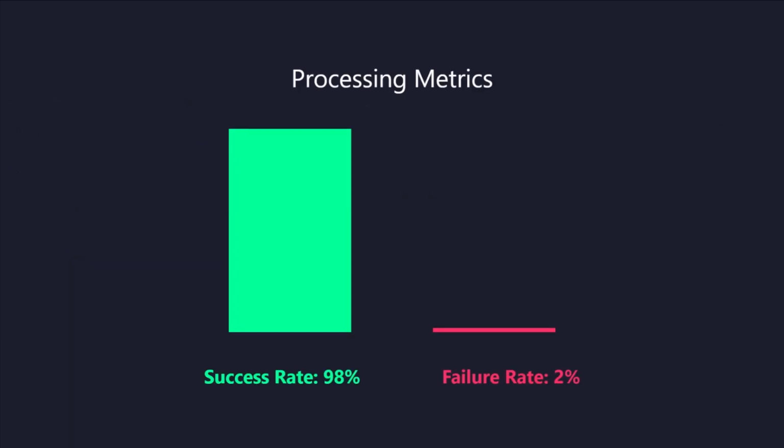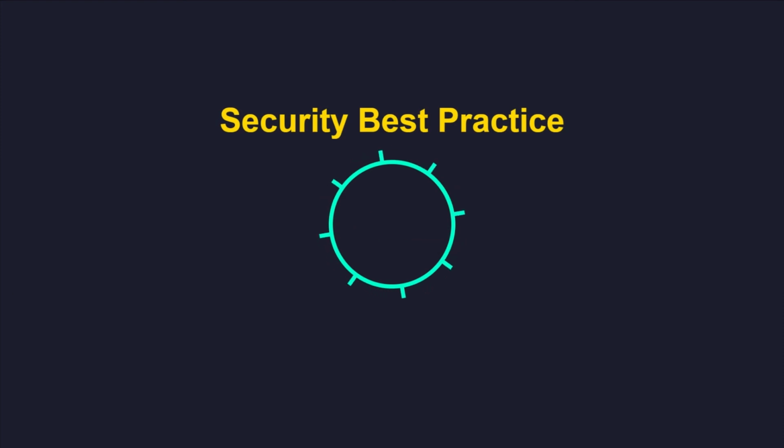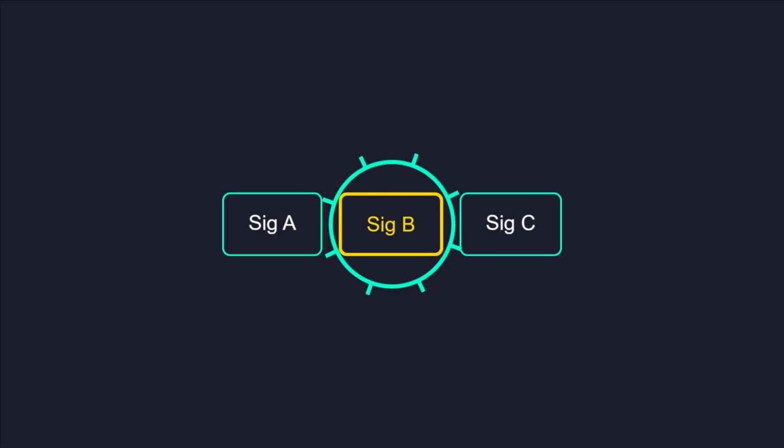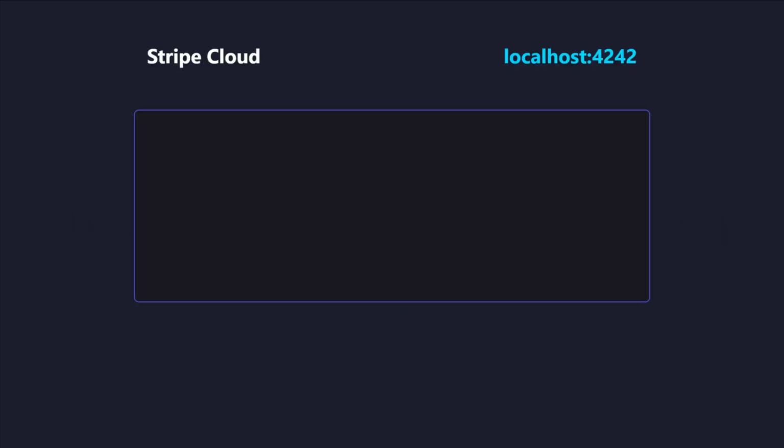Implement alerting for high failure rates or significant delays in processing. Monitoring the ratio of successful to failed events helps identify issues before they impact your customers. Periodically rotate your signing secrets to maintain security. Stripe supports multiple active signatures during a transition period. Your code should iterate through all signatures in the header and verify if at least one matches the new secret.